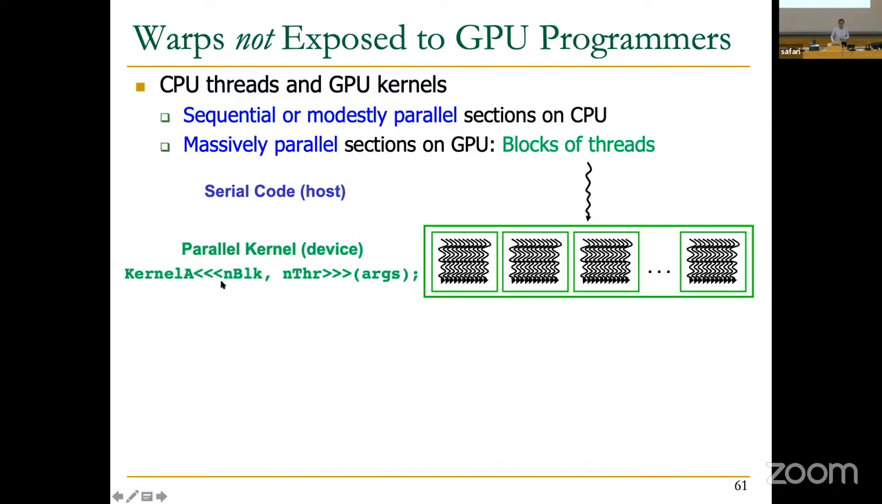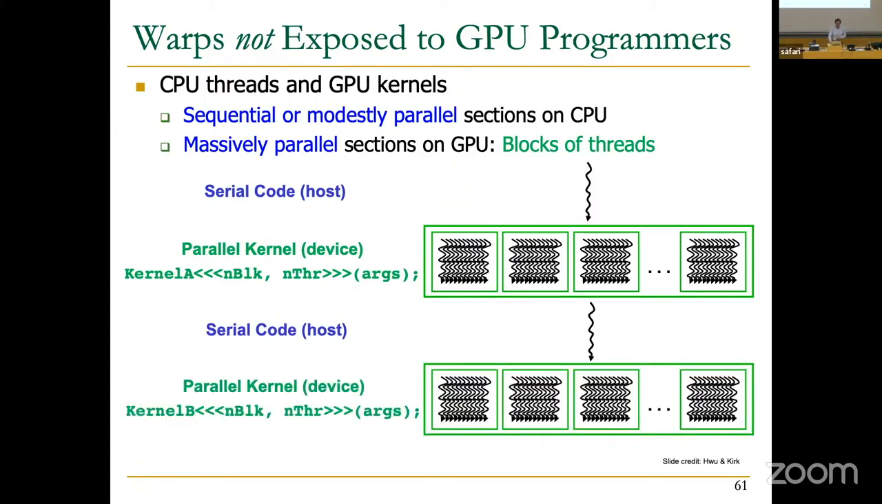You need to specify the number of blocks you have and the number of threads you have in each block. And then you have some arguments, and then these get executed. And then there's some serial code that gets returned to the CPU, and the serial code executes and then launches another kernel. This looks like the GPU execution.